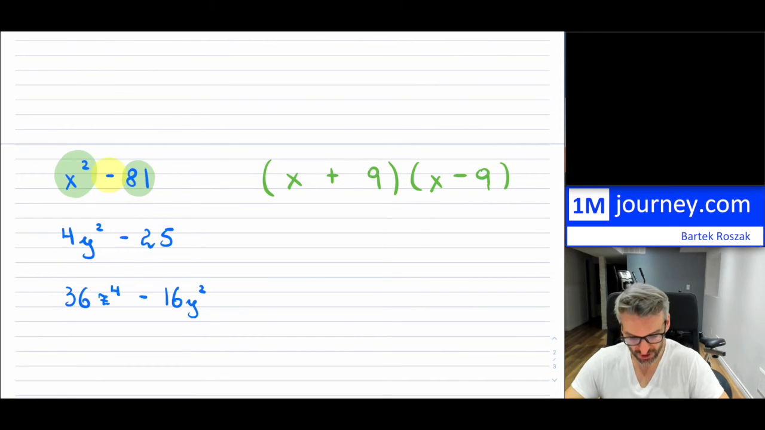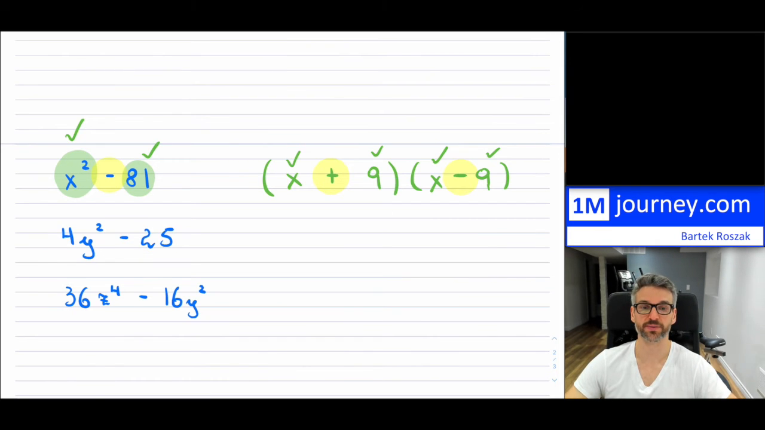So it is a difference of squares because this times this squared gives you x squared right there. 9 times 9 gives you 81 because it's squared. And the difference of squares comes from the fact that the signs are different. And that is the factored form of that first example.